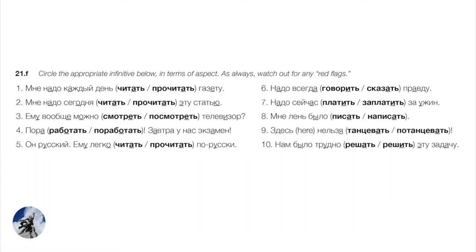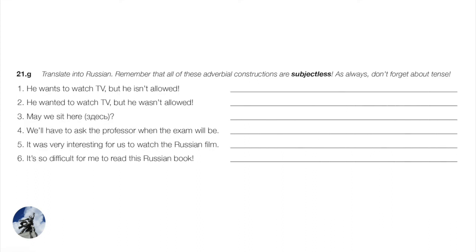Okay, let's translate a few sentences. You might want to pause the video and see if you can do this yourself before I give you the answer. These are a little bit tricky, right? And again, the tricky thing is we've got to avoid the English idiom. It's not going to help us at all in most cases. Okay, number 1. He wants to watch TV, but he isn't allowed.